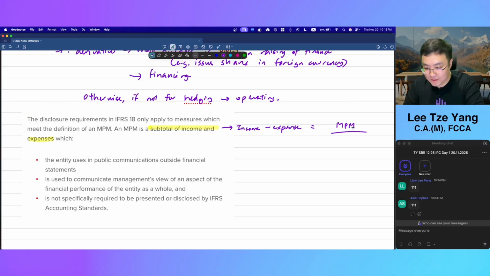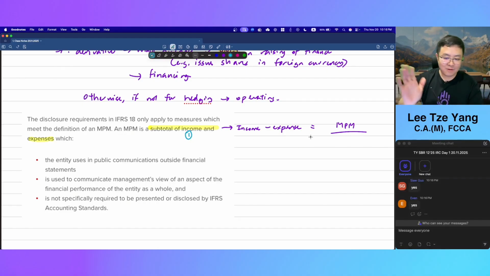So it must be a profit-related figure. But the profit is not the profit in the financial statement. It is any other profit. What kind of profit? The company can call it anything they want, up to the company to decide. Everyone, you understand what I mean? If you understand, you say yes. This is the first point of MPM: it must be a profit measure, income minus expense.